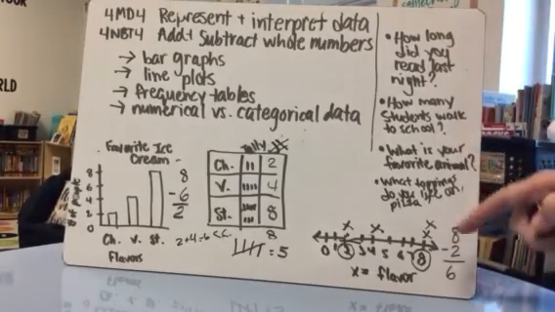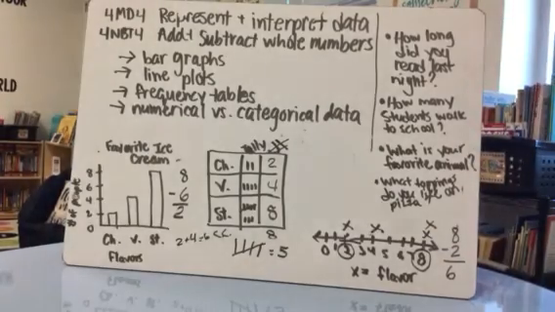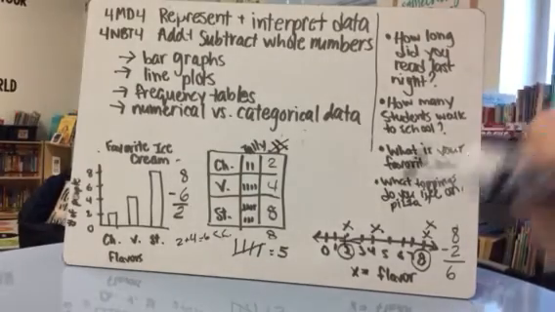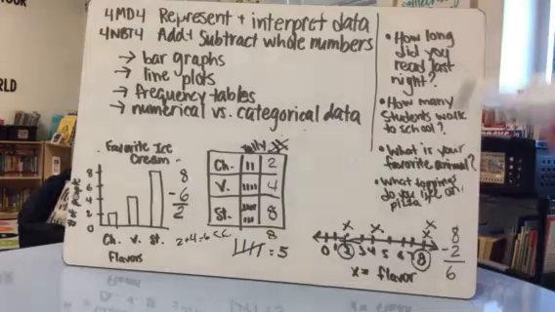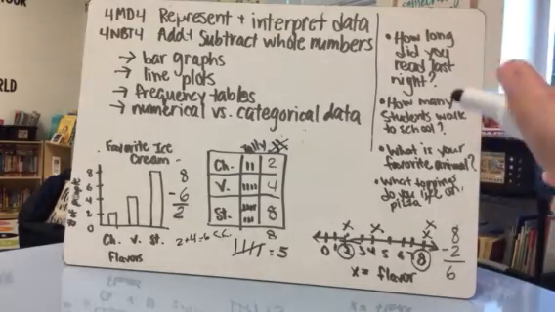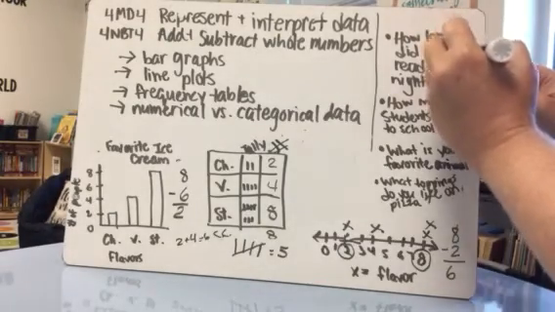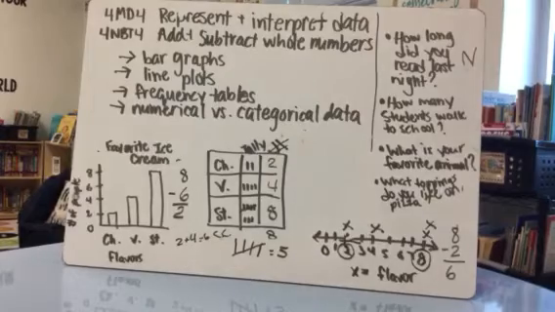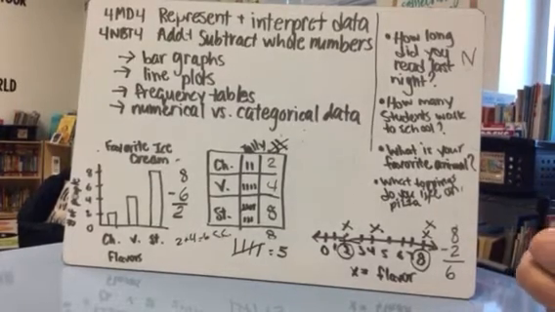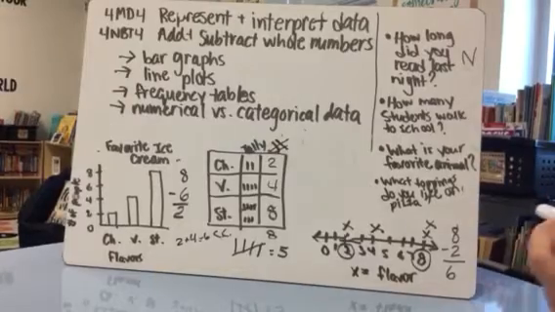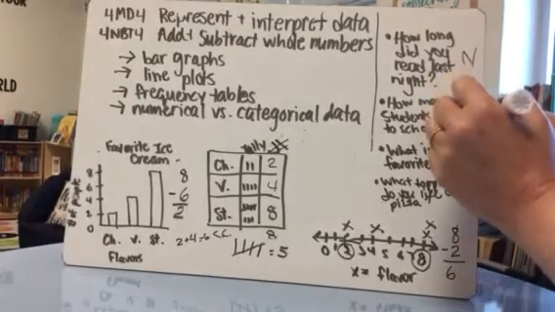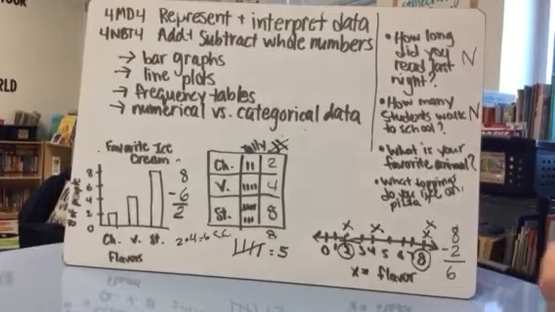So we're just going to practice real quick. How long did you read last night? I read 20 minutes. Maybe I read 40 minutes, 60 minutes. I'm answering in numbers. So that's going to be numerical data. How many students walked to school? 100 students walked to school. 5 students walked to school. I'm answering with a number, numerical data.